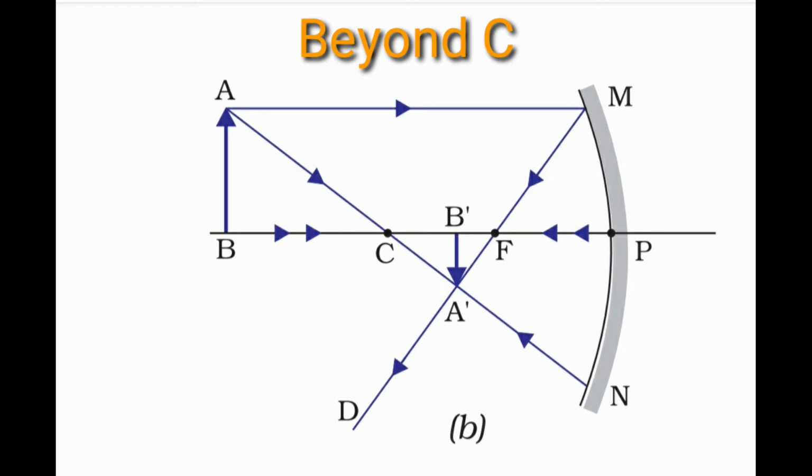Second case, when the object is beyond C, then the image will be formed between C and F. Two special rays will be used here. First one, ray AM, which is parallel to the principal axis, passes through focus. Second ray, AN. When a light ray is incident through the center of curvature, it rebounces or retraces its path. Hence, the image is formed between C and F, which is a small sized image.